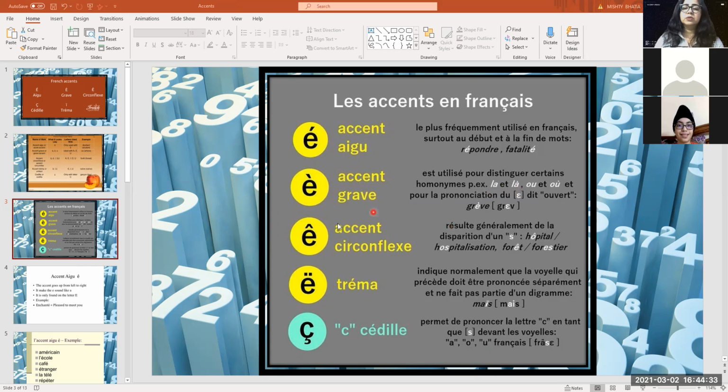So next one is accent circumflex. Résulte généralement de la disparition de S.